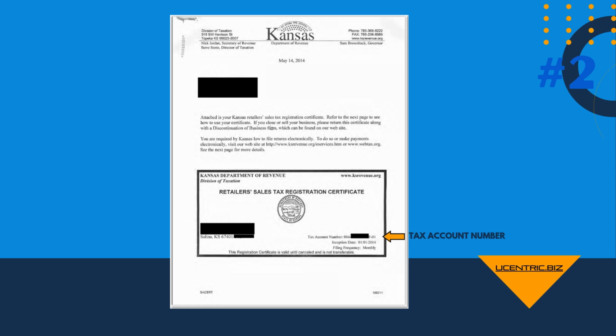The middle section of that is actually your federal ID number. So if it's your social security number you're using for your company, or a different number, that's going to be the middle section of your sales tax ID number.